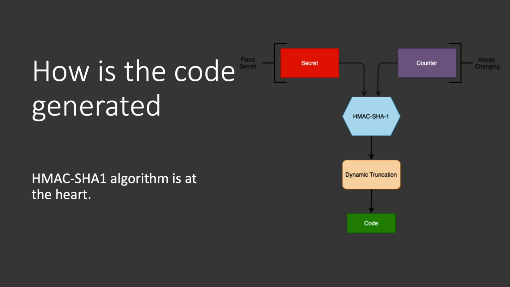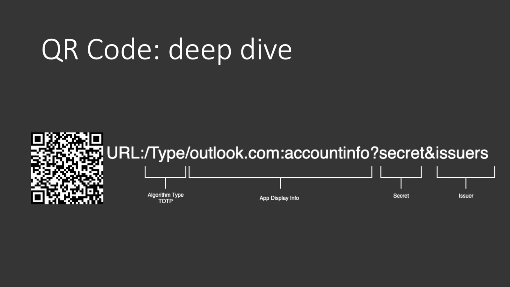The truncation process is very complicated, and this is a very generic overview of how it works, but this is all we care about right now. We don't really care about how it works on the inside. We just want to understand the general idea behind dynamic truncation. So now, since we have covered this, the next step is to cover how the QR code works and what it actually contains.